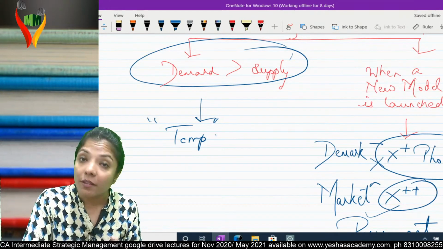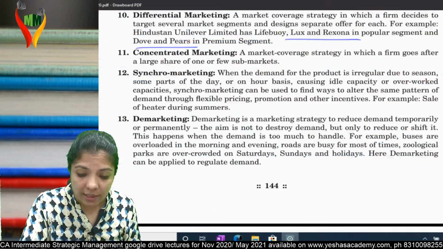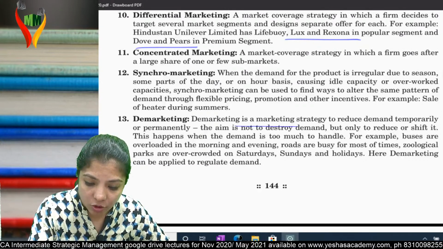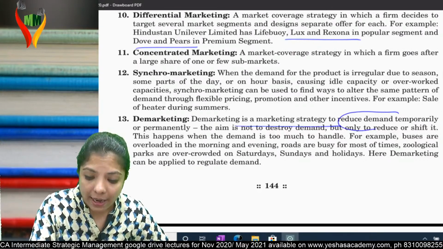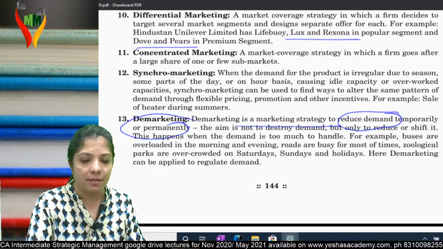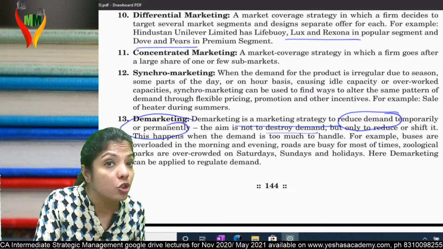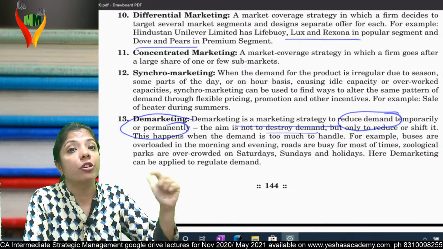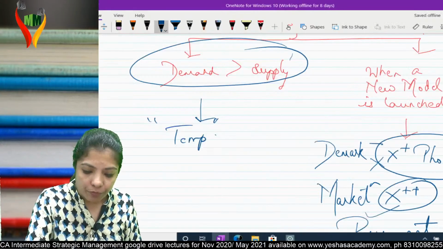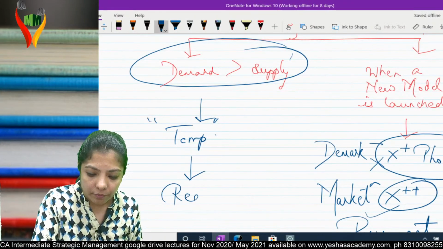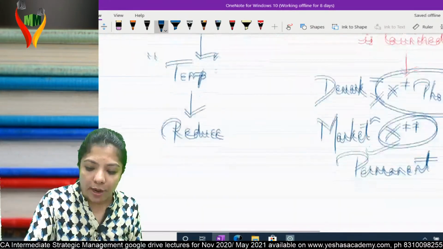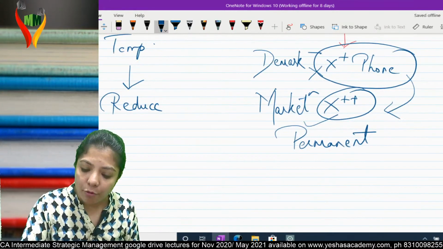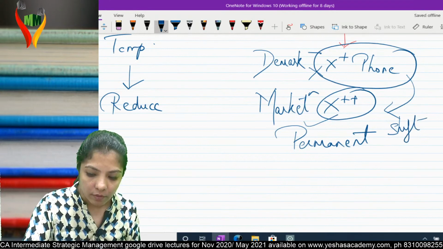Am I clear to see this line? What is demarketing? Demarketing is a marketing strategy to reduce demand temporarily or permanently, depending. The aim is not to destroy the demand. I'm only trying to reduce or shift the demand. Here I'm trying to reduce the demand, and here I'm trying to shift the demand. Shift to here. Am I clear?